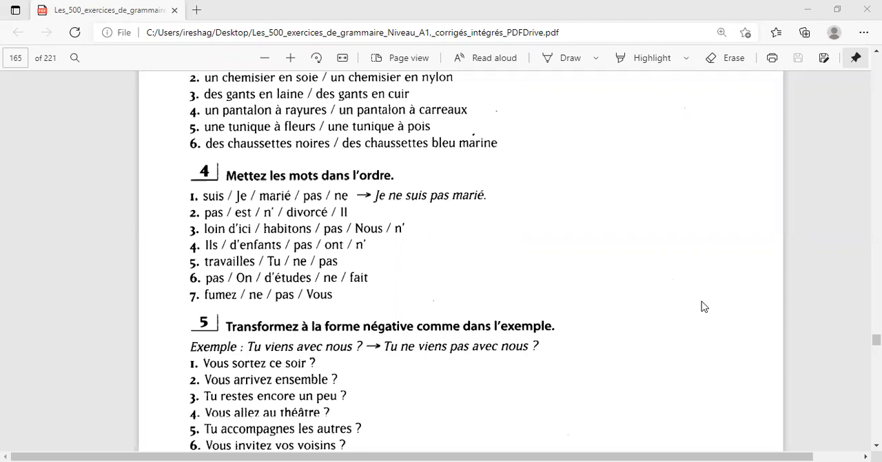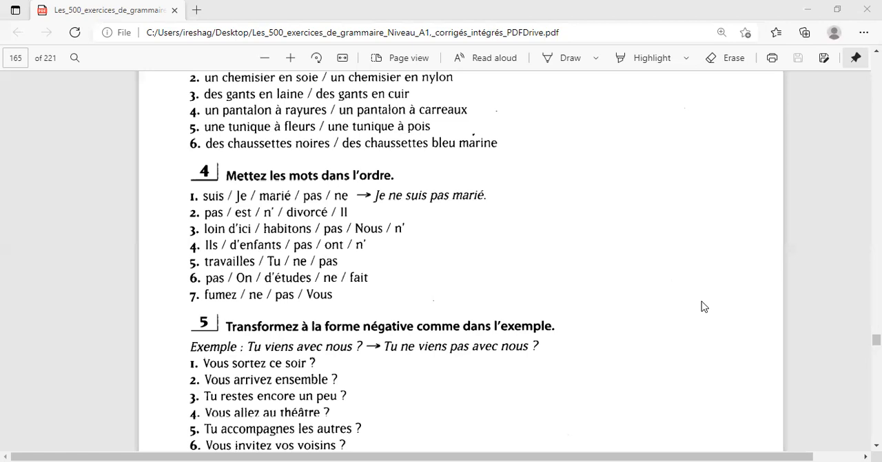And then you have il n'est pas divorcé. He is not divorced. Then the third one is nous n'habitons pas loin d'ici. We don't live far from here.